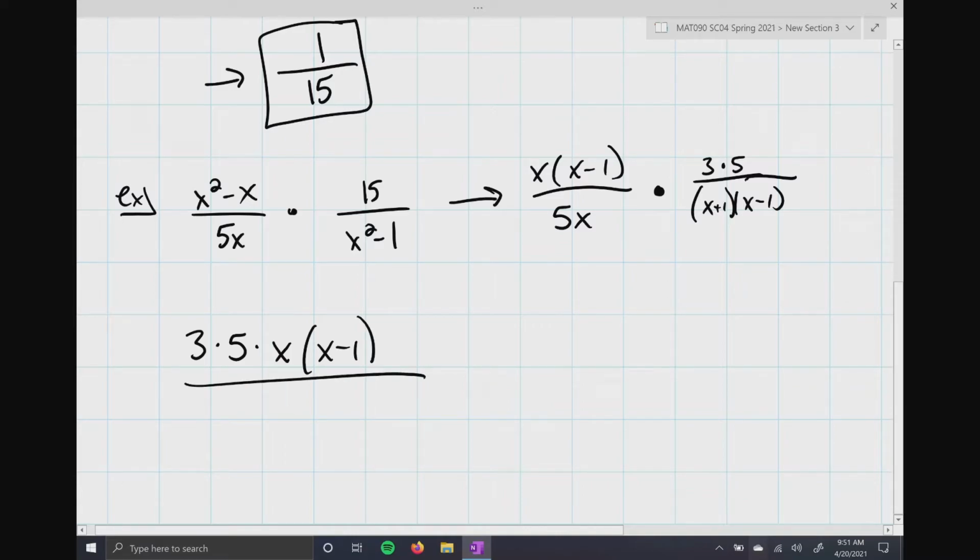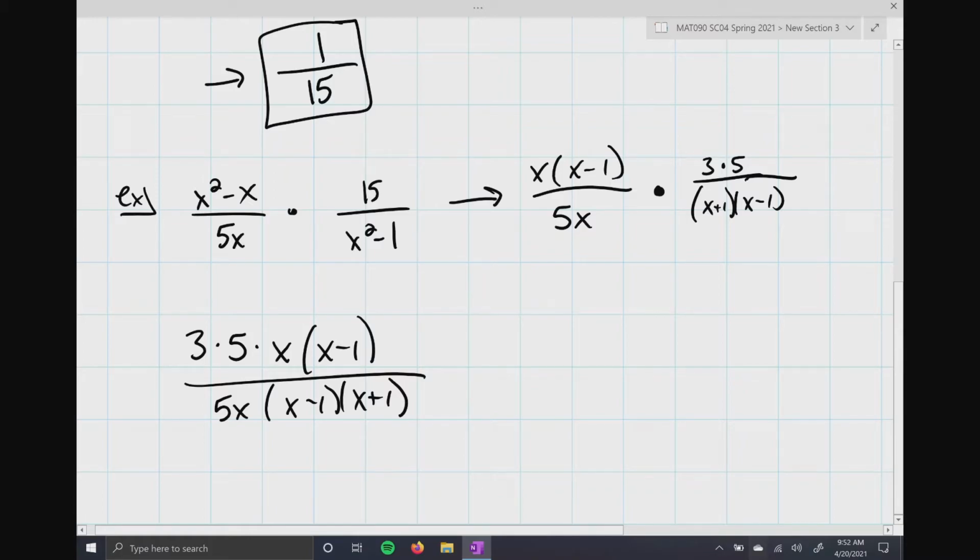So I'm going to just write 3 times 5 times x minus 1. I'm going to do the same thing in the denominator. Are there any questions with what I did so far? All I did was write it in order, and I was specific with how I did that.